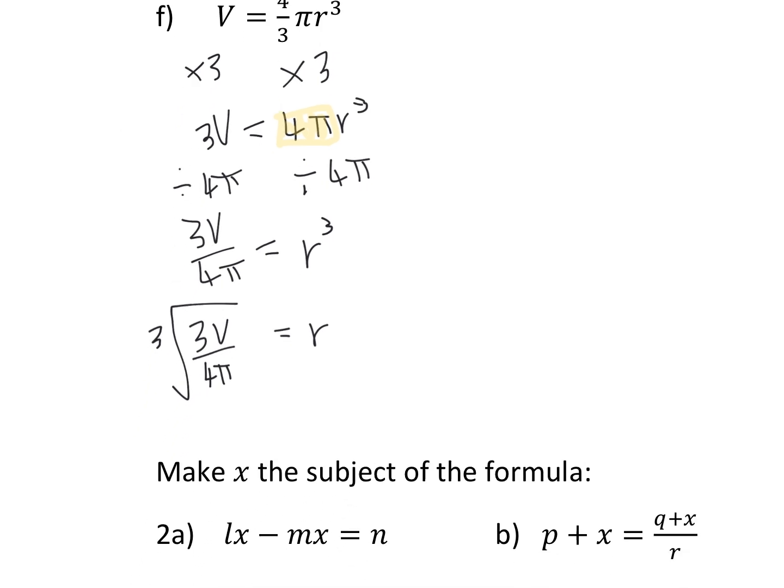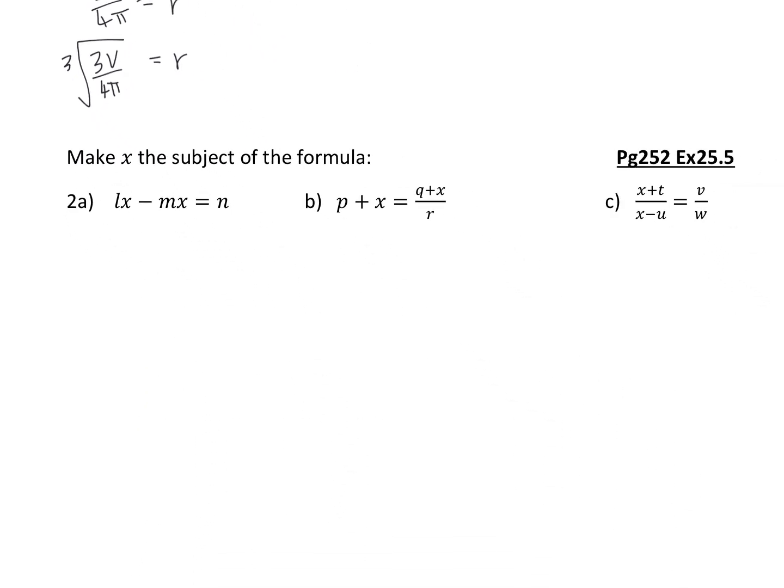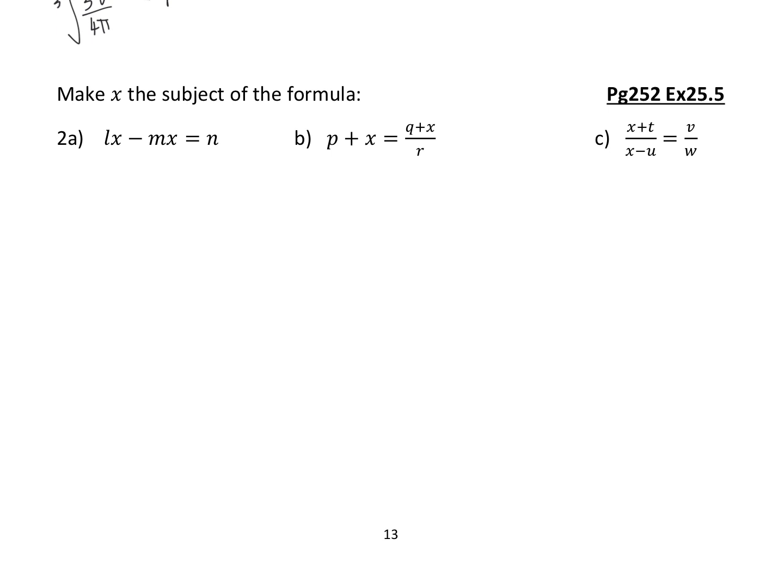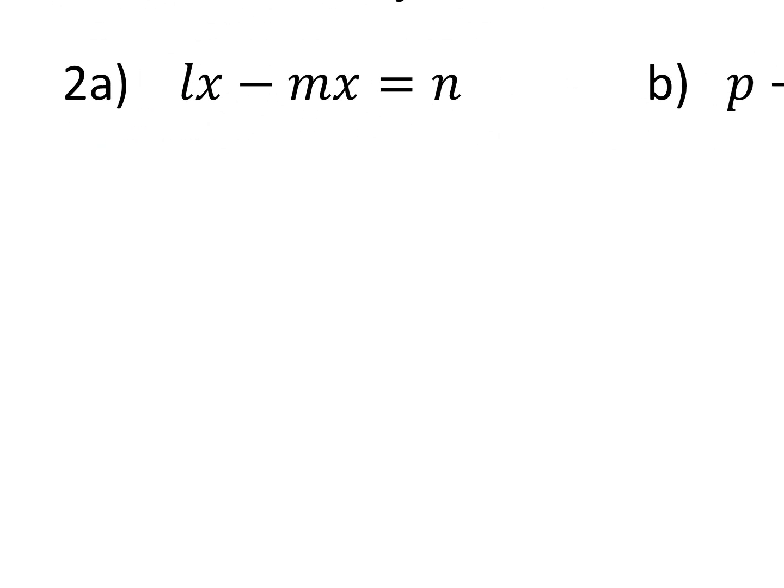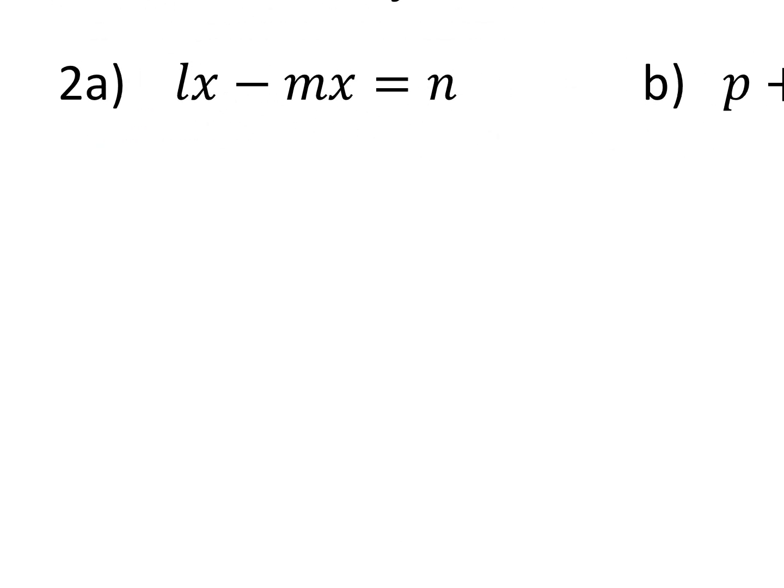That's the last one in that section, but then we have to look at these three, and they are quite tricky. This is the hardest part of this topic. This is where x appears more than once. We can go to 2a here and see that we've got lx minus mx equals n. If you bring one term to the other side, then we've got x's on both sides, and that causes issues. You can't say x equals something and then the right hand side has got x in it as well.